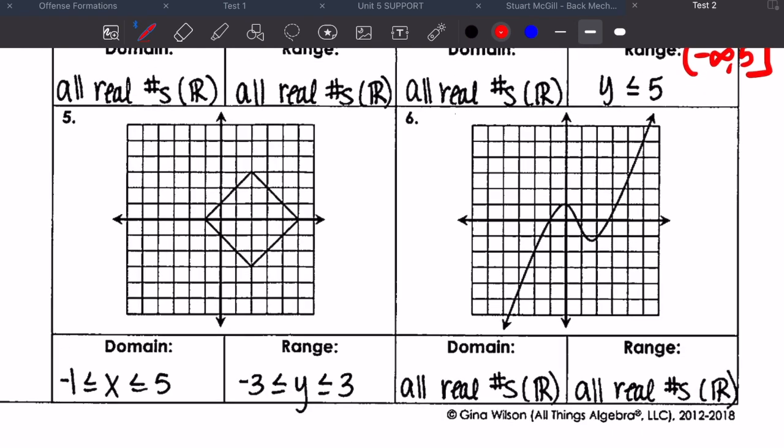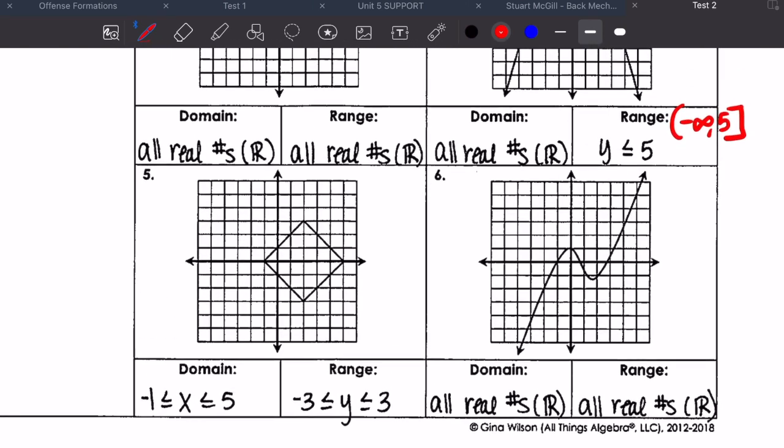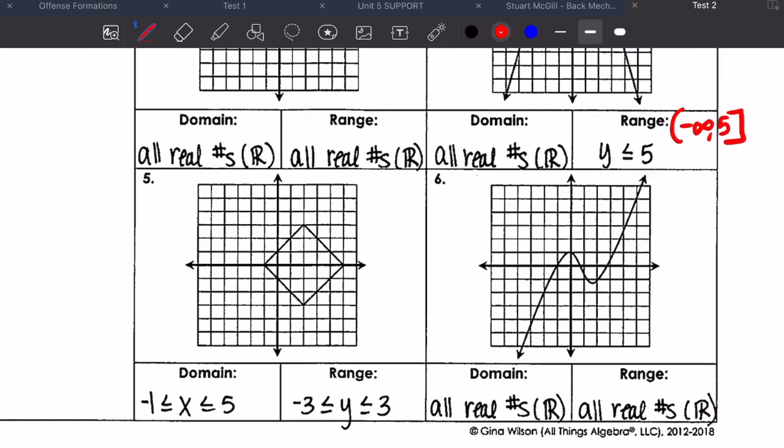Good? All right. There's a look at number 5 and number 6. If you have questions about this, just email me. And now what I think you should try to do is try to complete as much of these worksheets as you can until 9:15, at which point you'll take your quiz. Good luck.